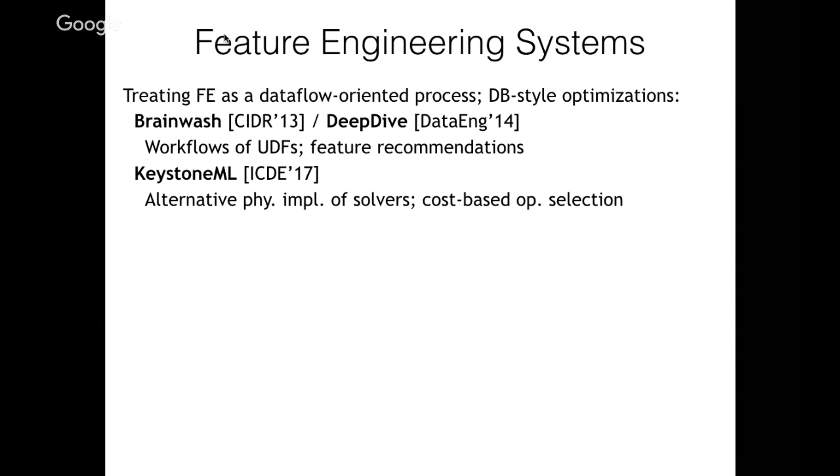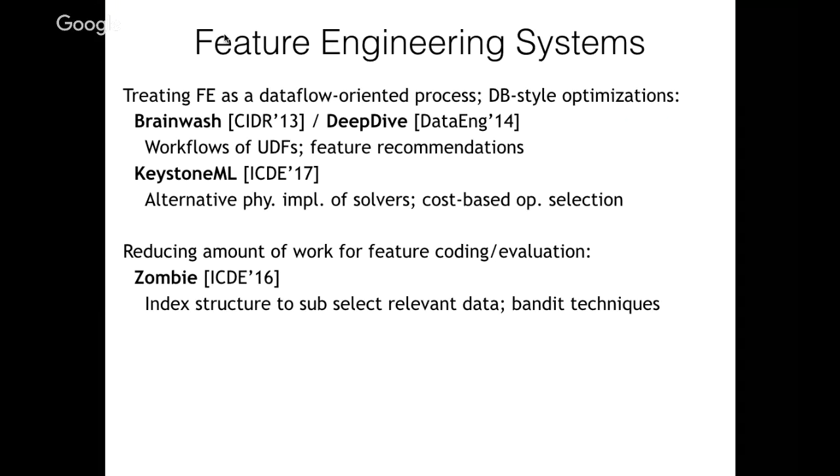So there are other classes of systems that are emerging that are aiming to tackle these bottlenecks that arise during the feature engineering process. And some of these systems take a data flow-oriented view of the feature engineering process and apply database-style optimization. The Brainwash system represents feature engineering as workflows of UDFs and then basically makes feature recommendations based on profiles of past workflows. KeystoneML is a recent system that focused on operator selection at the level of algorithms, as the question was asked, for the solve operation, which is basically a common operation in machine learning.